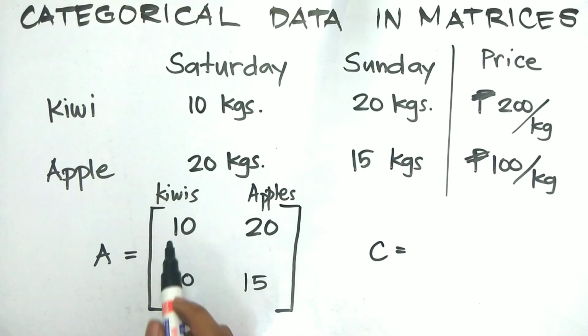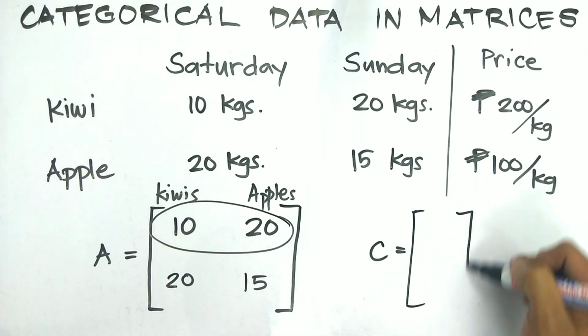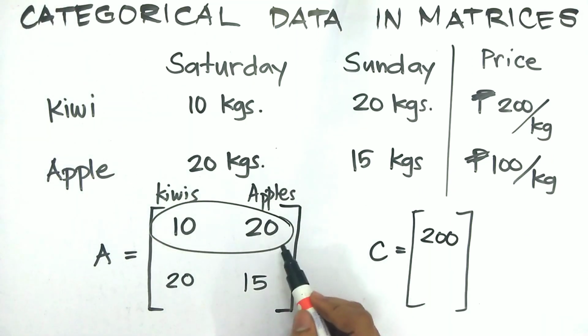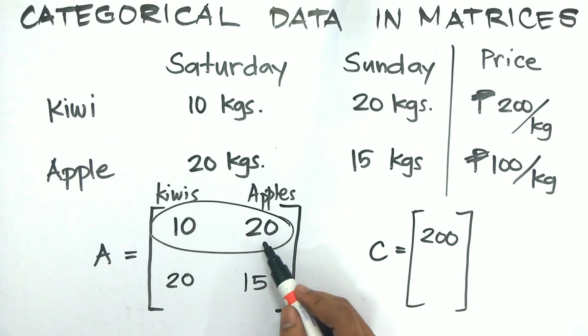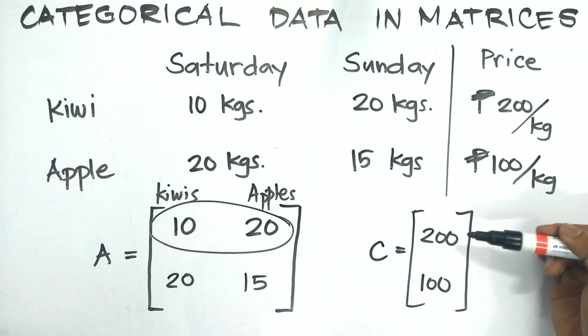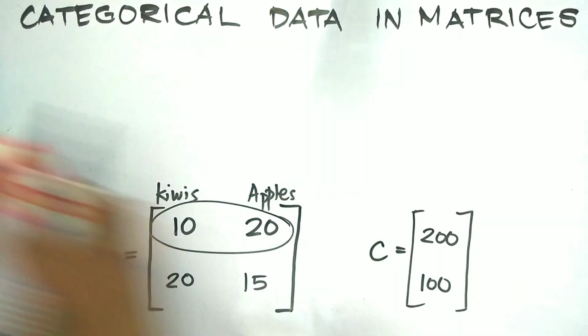So, since in matrix multiplication we are using the process of row by column multiplication, this row will be multiplied by whatever is in this column matrix. So, the 10 kilograms of kiwis should be multiplied by the price of the kiwi. That would be 200 pesos. And the apples, that is 20, will be multiplied by the price of the apple. That is 100. So if we multiply this row by this column, we are going to obtain the total revenue on Saturday. And if you multiply this row by this column, you are going to obtain the total revenue on Sunday. So let's try to multiply these two matrices.